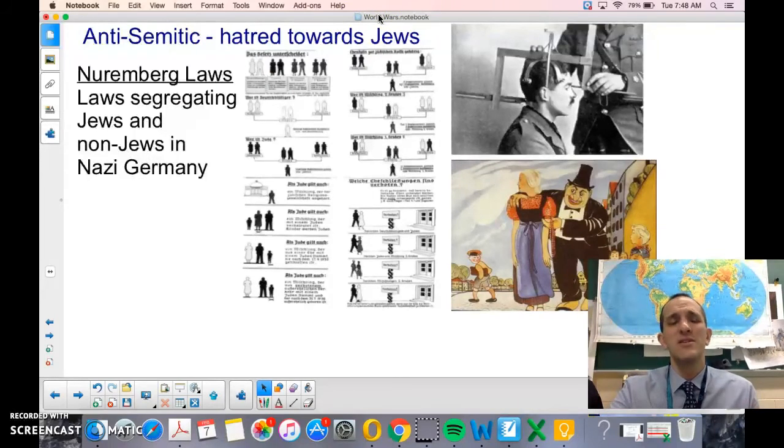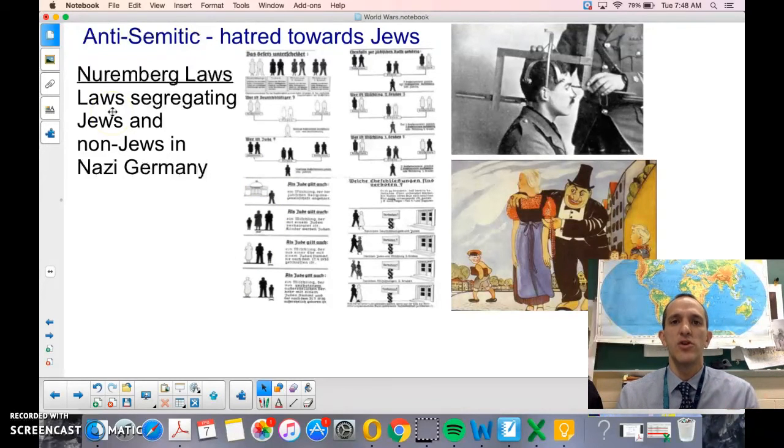Also, obviously, we have this anti-Semitism or hatred towards Jews that everyone really, I know you've learned this at some point, we'll talk more about this in class, but just a quick little overview. This anti-Semitism in Nazi Germany starts before the war. The first steps against the Jewish people are called the Nuremberg laws. And these are laws that are going to segregate Jews and non-Jews.